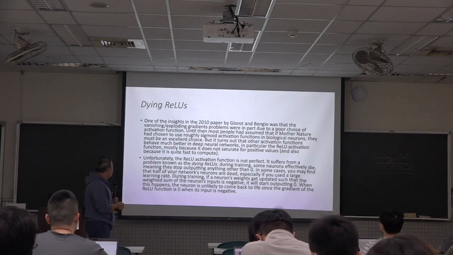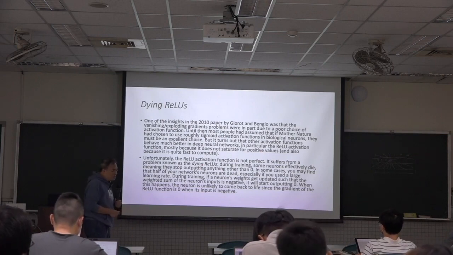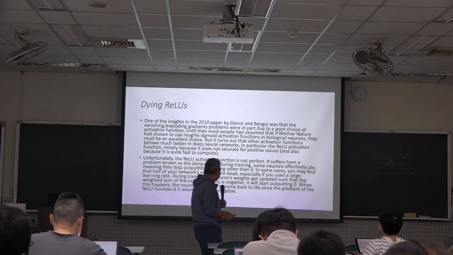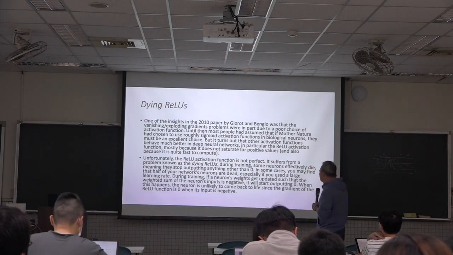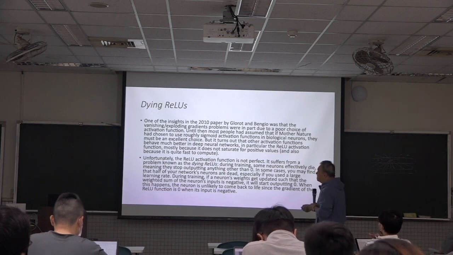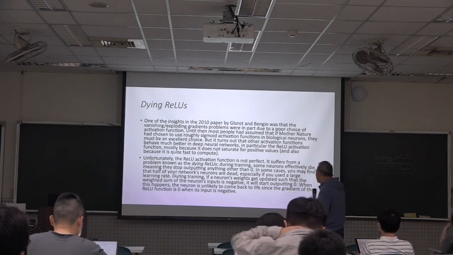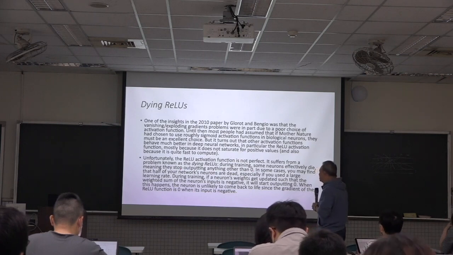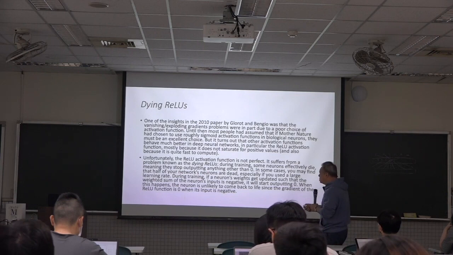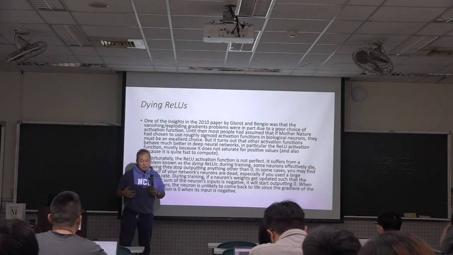It still suffers from a problem known as dying ReLU. This is a well-known name, an issue that is well known. What is dying ReLU? During training, some neurons effectively die, meaning they stop outputting anything other than zero. In some cases, you may find that half of your network's neurons are dead, especially if you use a large learning rate.